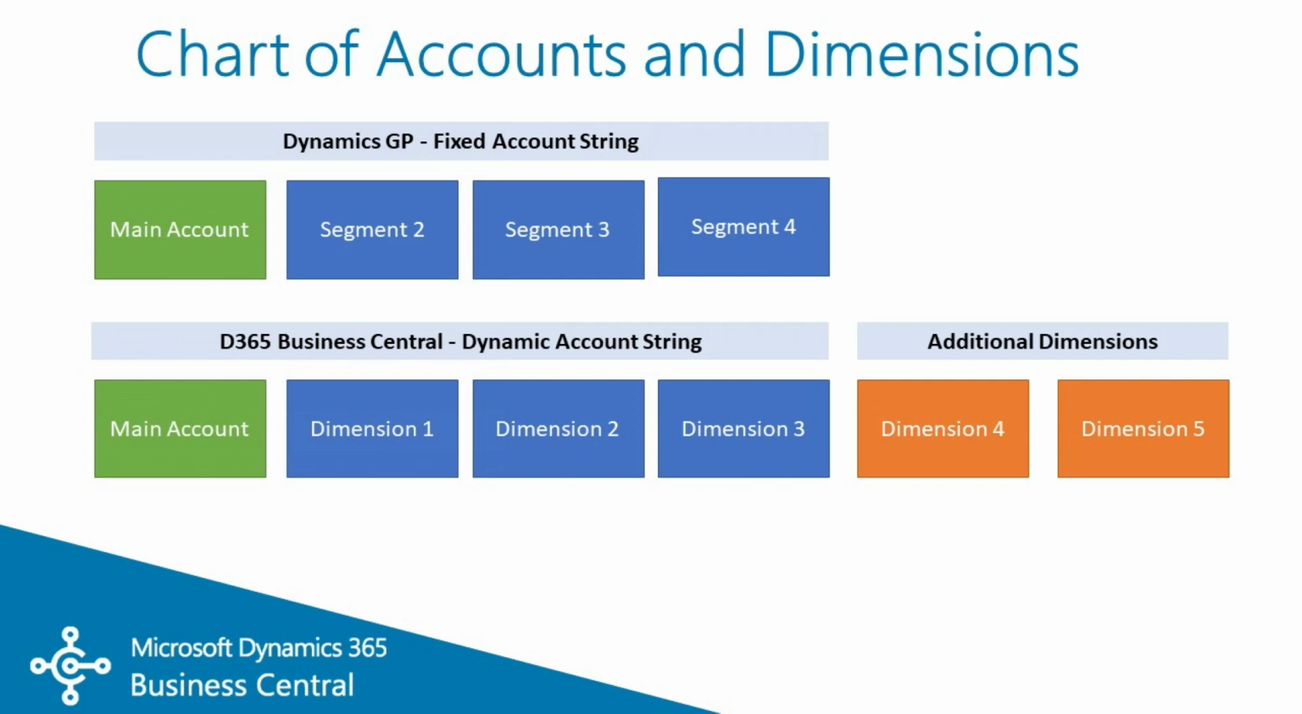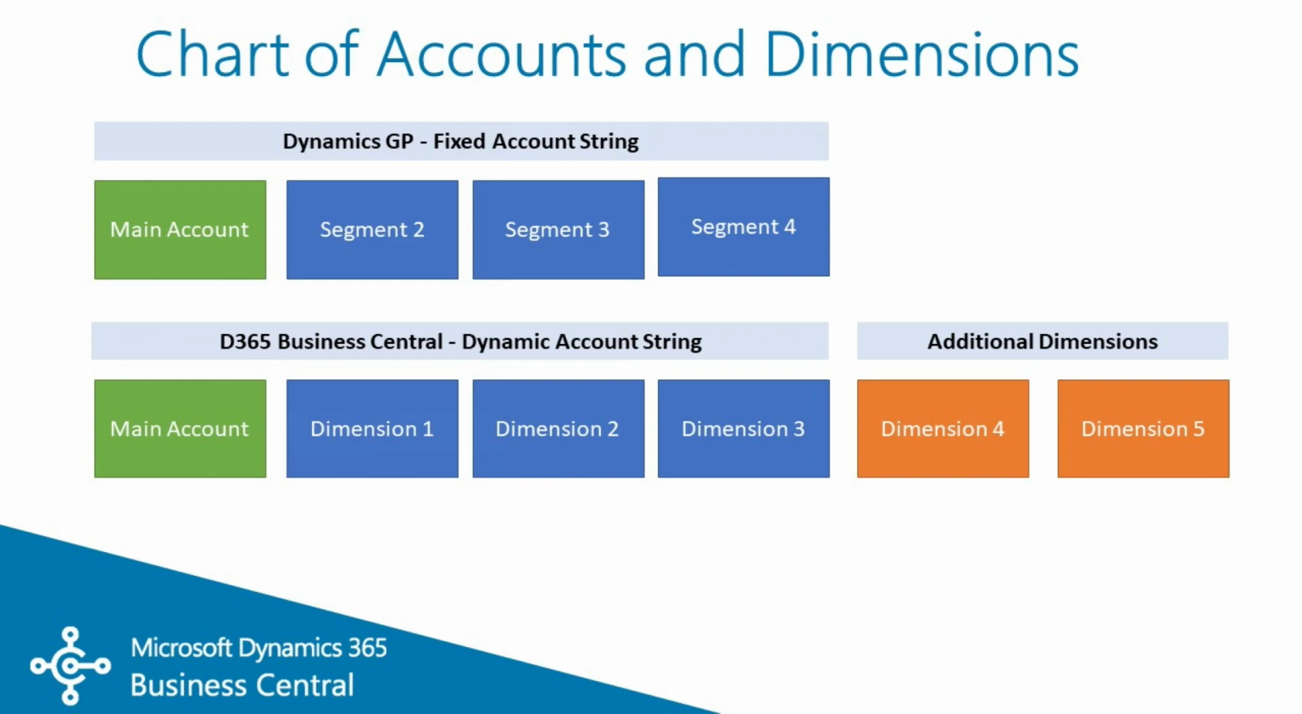In Dynamics GP, you've got a fixed account string. You've got a main account and then a number of different segments that further define each account in your chart of accounts. In Business Central, you've got a dynamic account string. It's got a main account, and then to that we add dimensions. You can have up to 8 dimensions in your chart of accounts. You can have additional dimensions that help you analyze data and report on data.